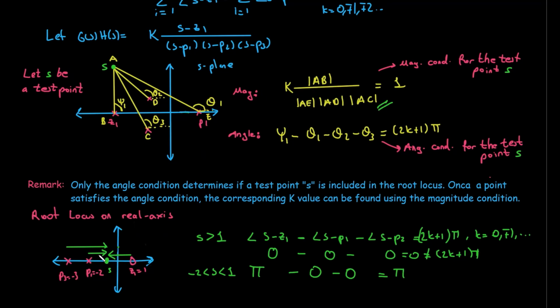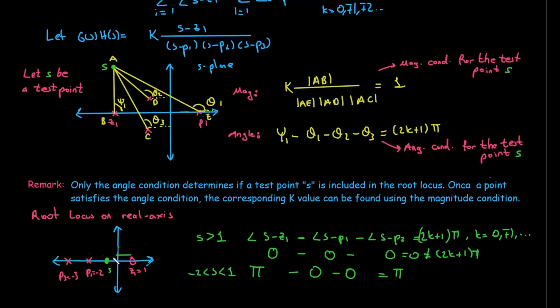How am I going to find the corresponding k? I will study the length of these vectors, and then I can find the corresponding k value by using the length of these vectors and applying the magnitude condition. The angle condition simply states which part of the real line is included in the root locus or not. And I would like to write that as a rule. One second.